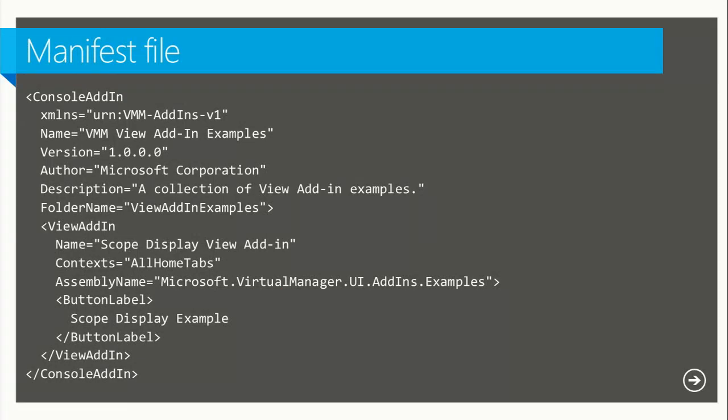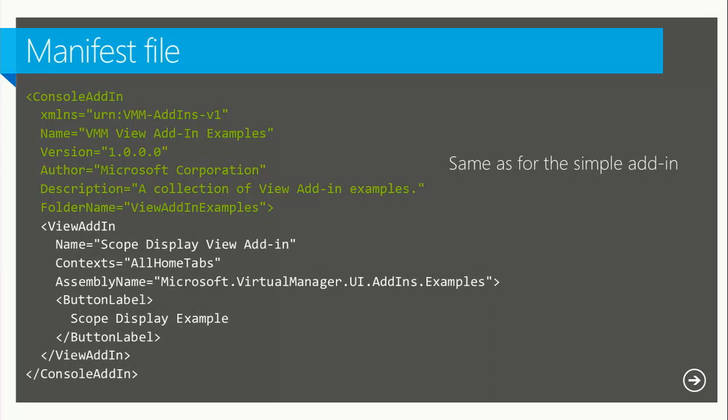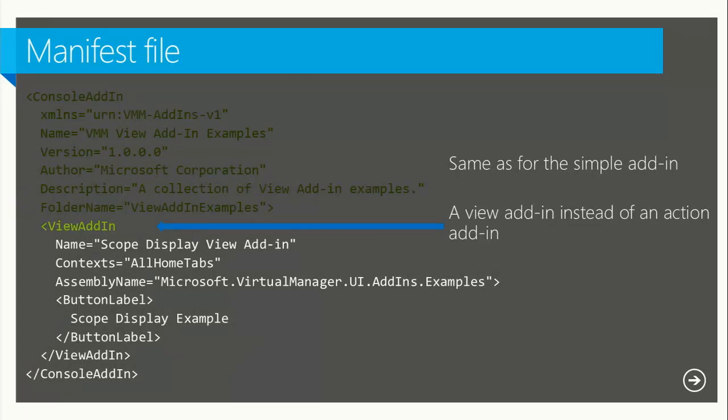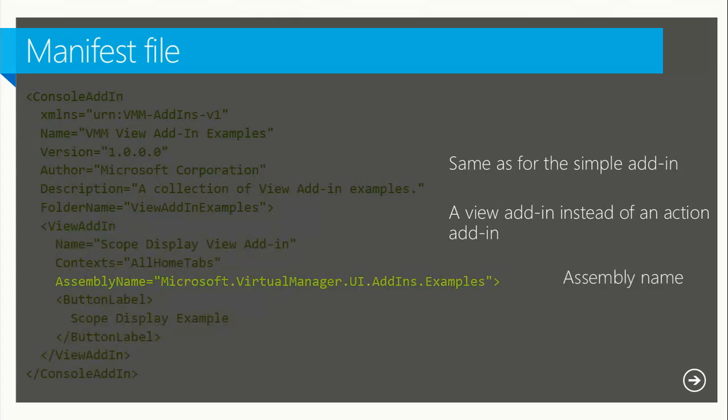So the other thing that you have to do, even for coded add-ins, is to create a manifest file for it. And this isn't vastly different than what we did before. This top part up at the top, I'm not going to talk about again, because it's the same as for the simple add-in. The main thing I want to point out here is that the view add-in is a little bit different. So it said action add-in before, it now says view add-in. And that you need to include the assembly name with a link to your assembly.